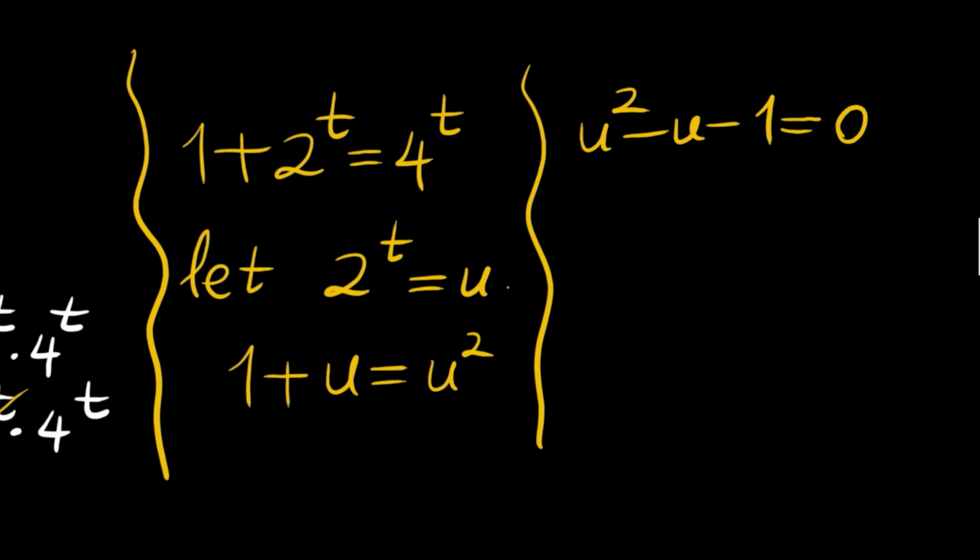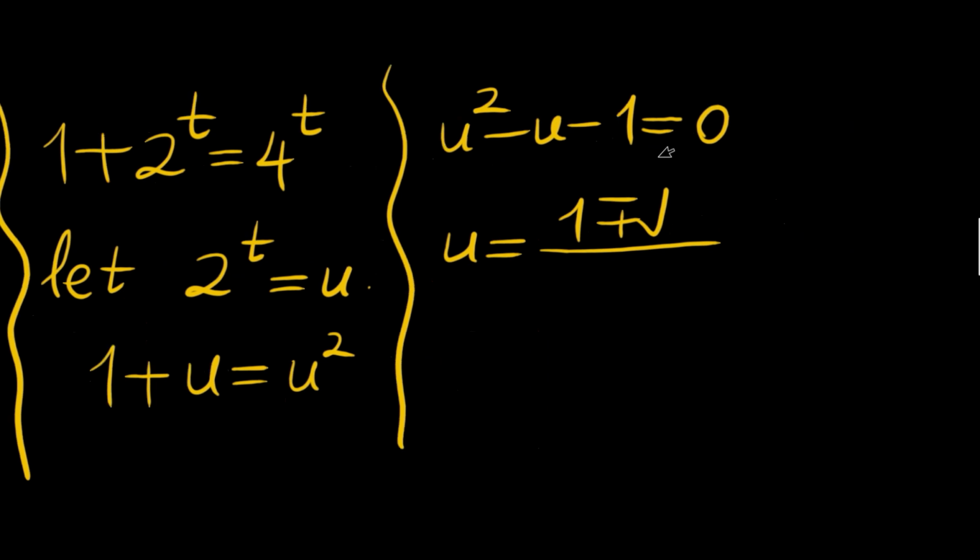and using the quadratic formula, we can find u as negative b, which is negative 1, plus minus the square root of b squared, which is negative 1 squared, is equal to 1, minus 4 times a times c. This becomes 5. You can calculate by yourself, divided by 2 times a, which is 2.